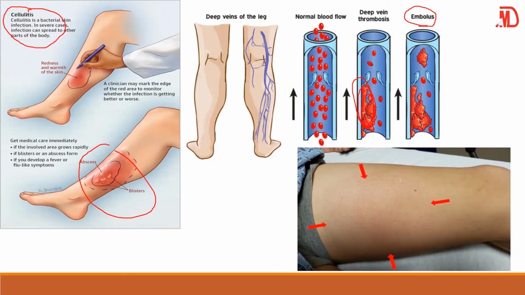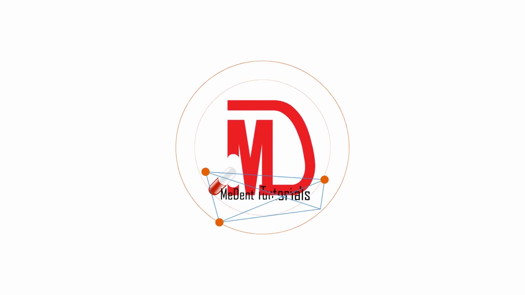Then we have the last picture here. So this is pyomyositis. When there is pus inside the muscles, or infection inside the muscles, we call it pyomyositis. So these are the various things to keep at the back of your mind when it comes to swelling in the lower limb. Unfortunately, I didn't add osteomyelitis over here, but you can just Google it and find pictures to help you with what I'm talking about. All right.